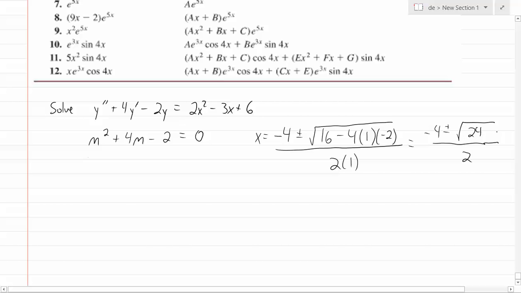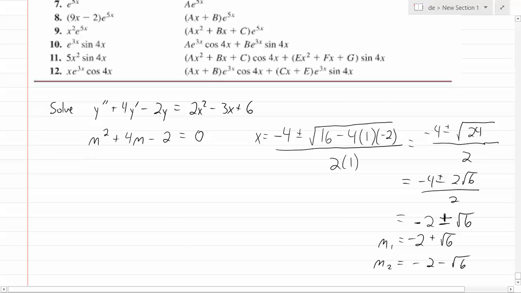Now I would simplify the square root of 24. That's square root of 4 times square root of 6. So it's negative 4 plus or minus square root of 4 times square root of 6, which is 2 square roots of 6, all over 2. And then that simplifies to negative 2 plus or minus the square root of 6. So that is two solutions, though. That is negative 2 plus the square root of 6, and that is negative 2 minus the square root of 6.